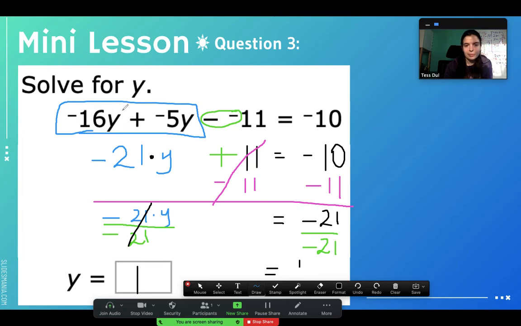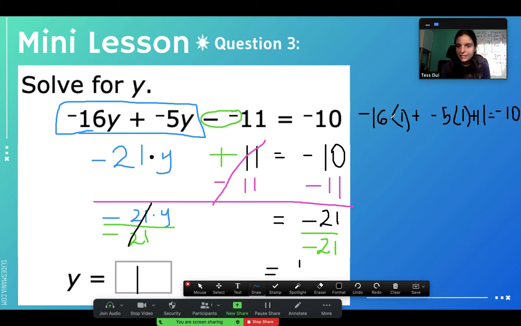If we replaced the y with a 1, we would have negative 16 times 1. And then it says to add to that, negative 5 times 1. Whoops, I wrote the y instead of the 1. We're replacing the y with the 1. And then we're adding 11. And when we do that, it should give us negative 10. So let's see if we were correct.